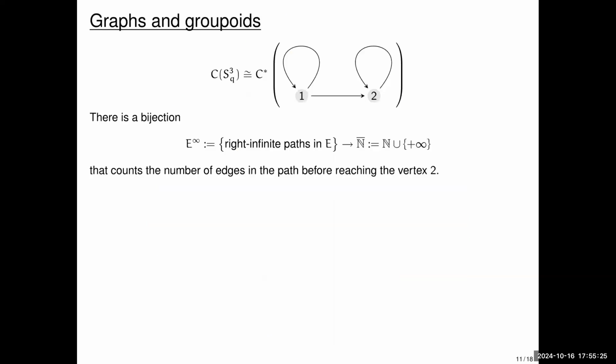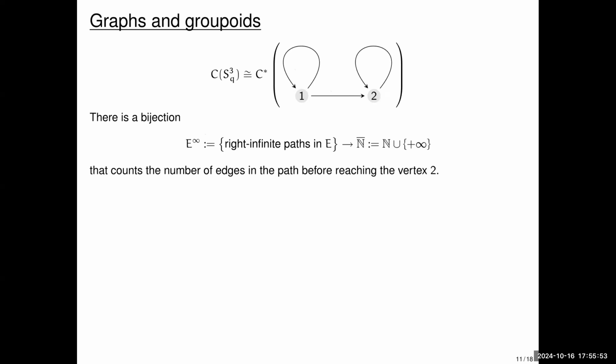Back to quantum spheres. So let's go back to the graph C-star algebra of SU_q(2). So you can see again here the graph of SU_q(2). Vertices now are labeled as 1 and 2. And I denote by E infinity the set of right infinite paths in this graph.